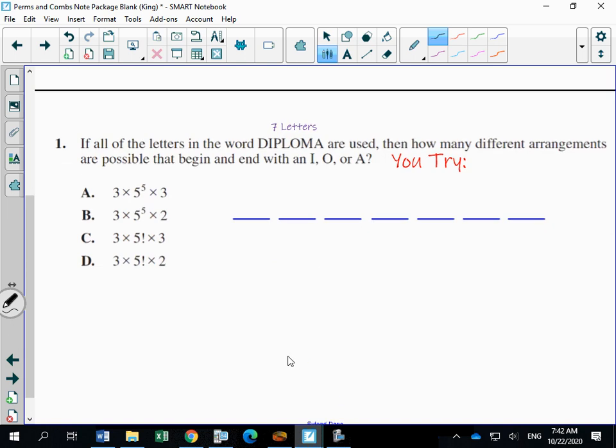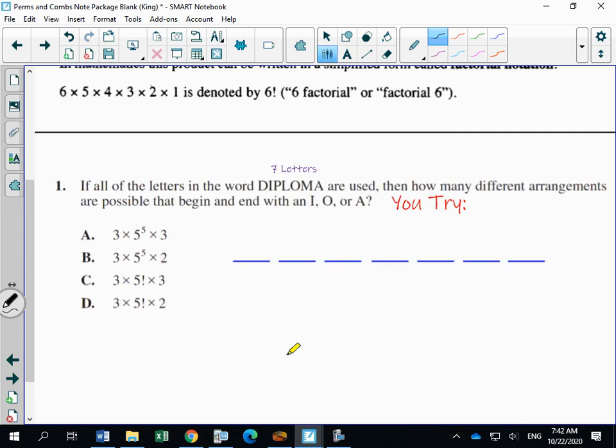This question here was a diploma question, and it was multiple choice, and this was a standard of excellence question. So SE, if you see that on my notes, that just means standard of excellence. So if all the letters in the word diploma are used, so if you count up the letters in the word diploma, 1, 2, 3, 4, 5, 6, 7, how many different arrangements are possible that begin and end with I, O, or A? So begin and end with I, O, or A, they're introducing restrictions for us.